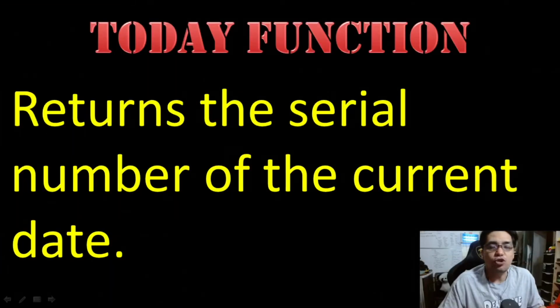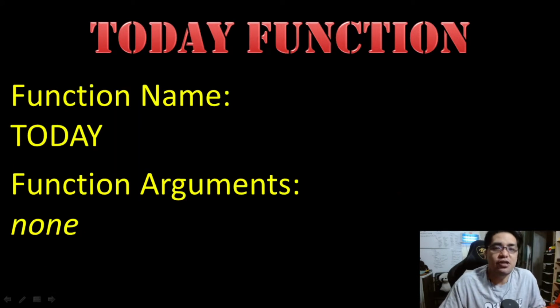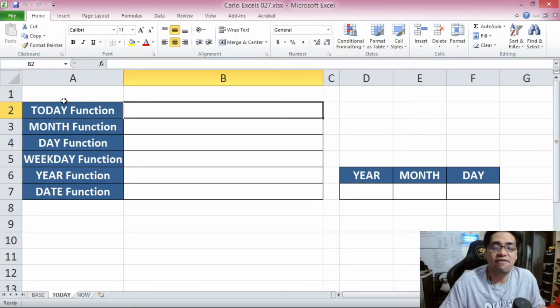Let's start with the today function. The today function returns the serial number of the current date. For the today function, the function name is today, and there are no function arguments for the today function. What exactly is the today function for? The today function is very handy in Microsoft Excel if you want to be able to display the current date. When I say current date, I mean the date today without having to manually type the date today.